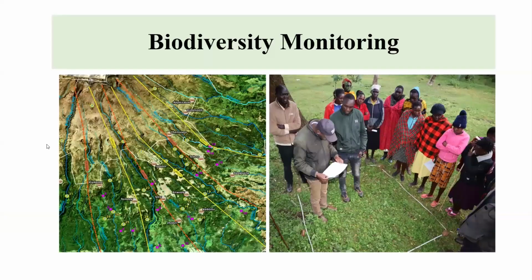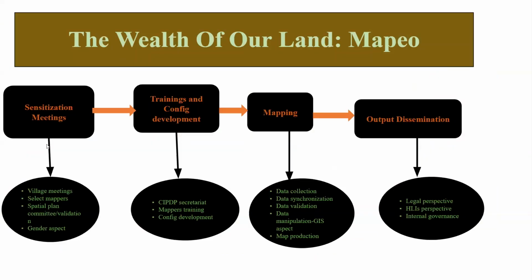Yes, thank you. That is the slide. So to do the mapping, we first had to sit with the affected community, who were the Ogiek people. The first stage was to do sensitization meetings. In these sensitization meetings, we walked village by village to ensure that we sought the consent of every community member. And from that, we selected the mappers, and the mappers came from the Ogiek community, meaning they understood the land well.